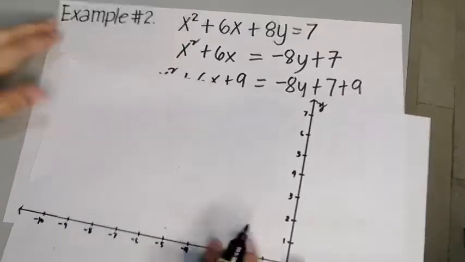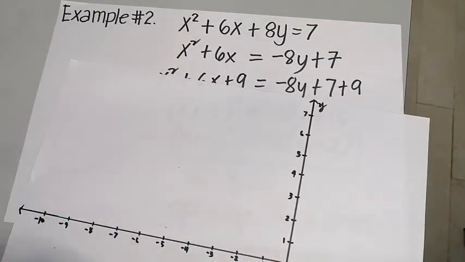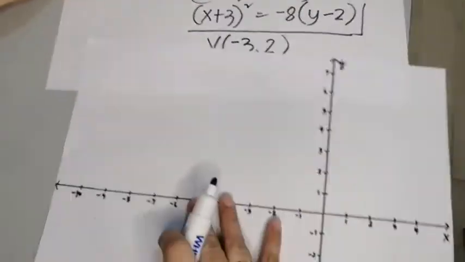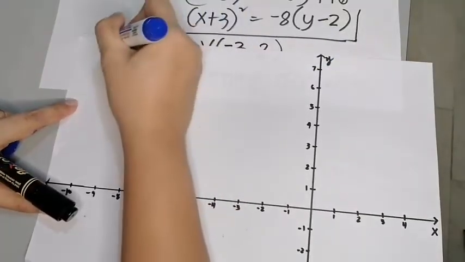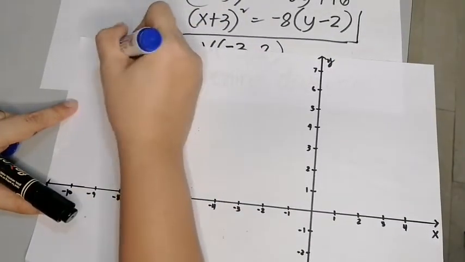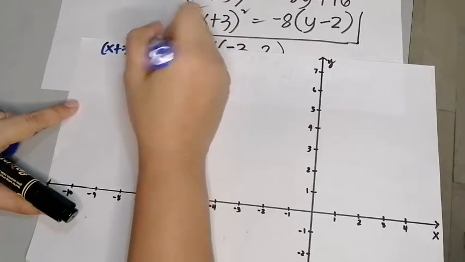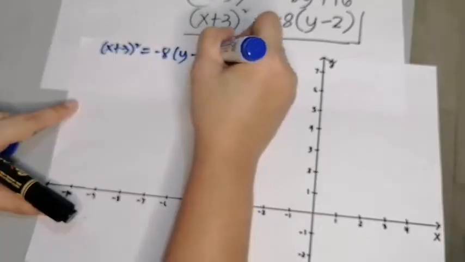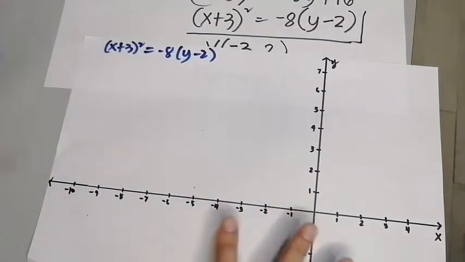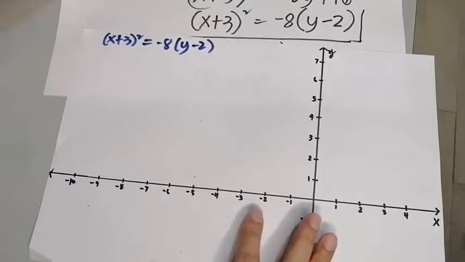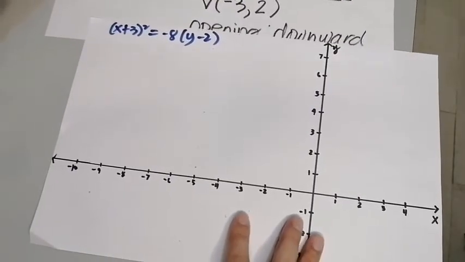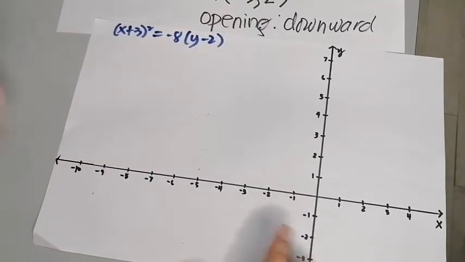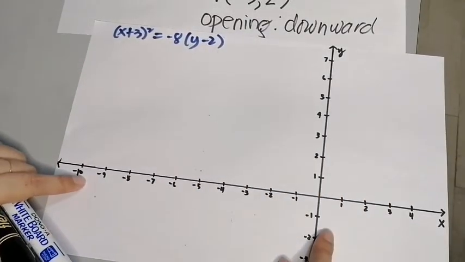Let us write here again our equation. The standard equation is (x + 3) squared equals negative 8 times (y - 2). Again, this is just one of the strategies, guys, in graphing. You can just determine the value of the vertex and the value of a, then you can sketch the graph.